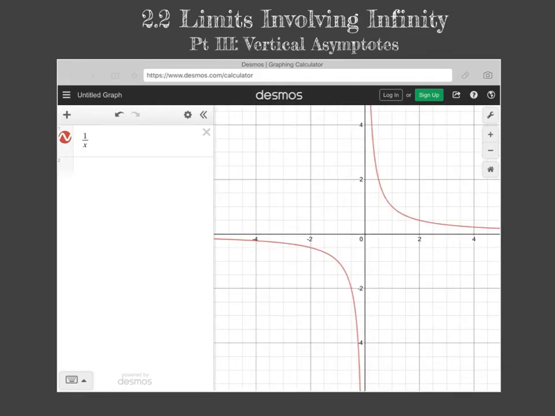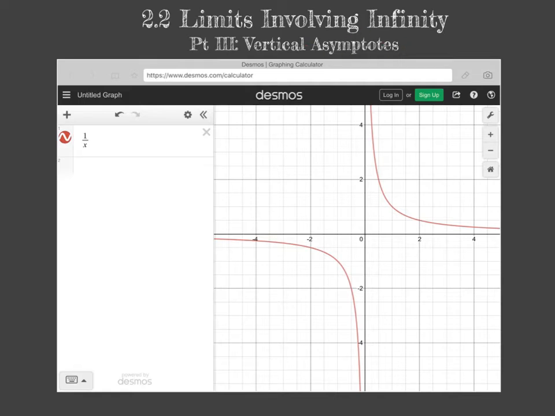Welcome to the third video of limits involving infinity. Today we'll discuss vertical asymptotes. We've already talked about horizontal asymptotes, which is the end behavior of a function, what happens on both the right and left ends. And today we'll be talking about the other type of asymptote, which is a vertical one.